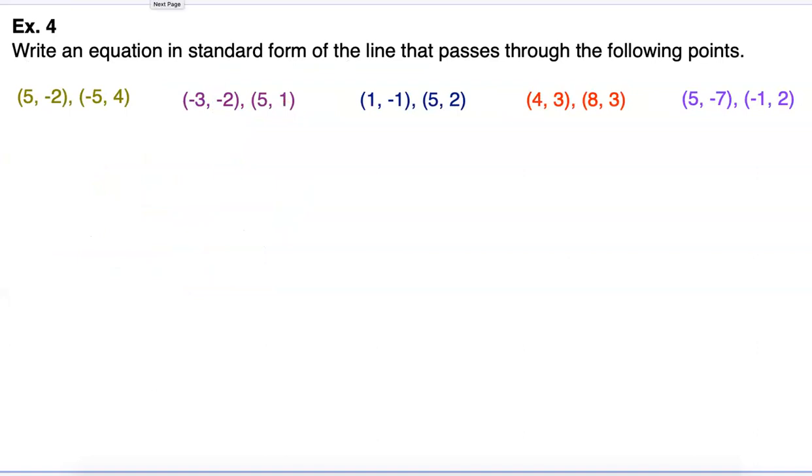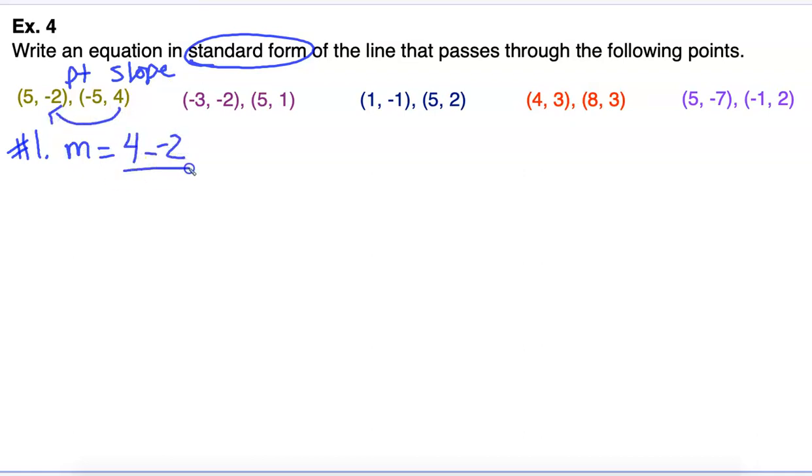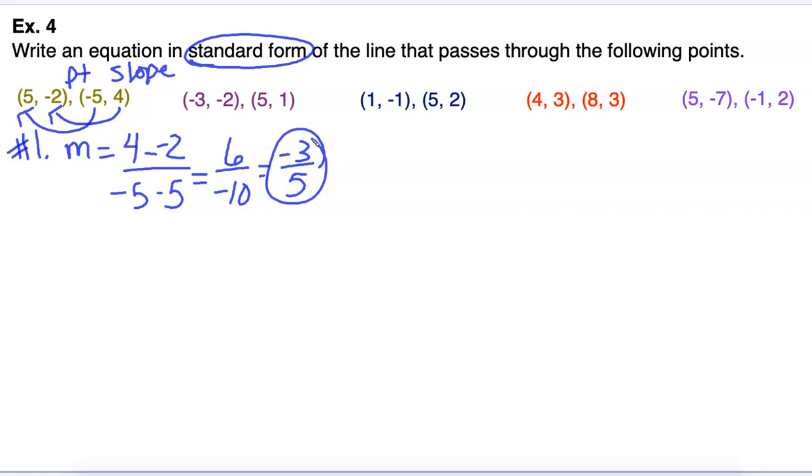All right, so on this next page, you have to write an equation in standard form of the line that passes through the following points. So step 1, we're going to put this in point-slope form. I'm going to find the slope first. So we have 4 minus -2 over -5 minus 5. So I end up with 6 over -10, which simplifies down to -3/5. So there's our slope.